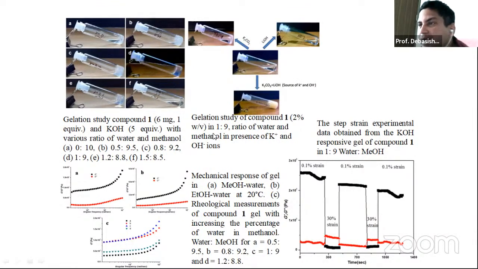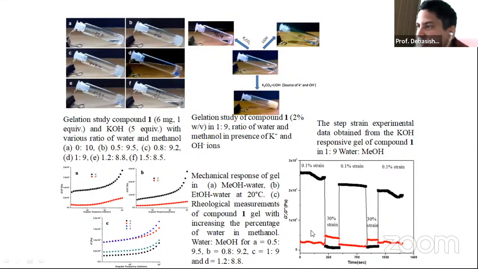We have tried with potassium carbonate instead of potassium hydroxide. Again, gel does not form. So the potassium and hydroxide ions, both are very important for this kind of gelation. And once the gel forms, the gel is very robust. So you can handle the gel stick with bare hand.